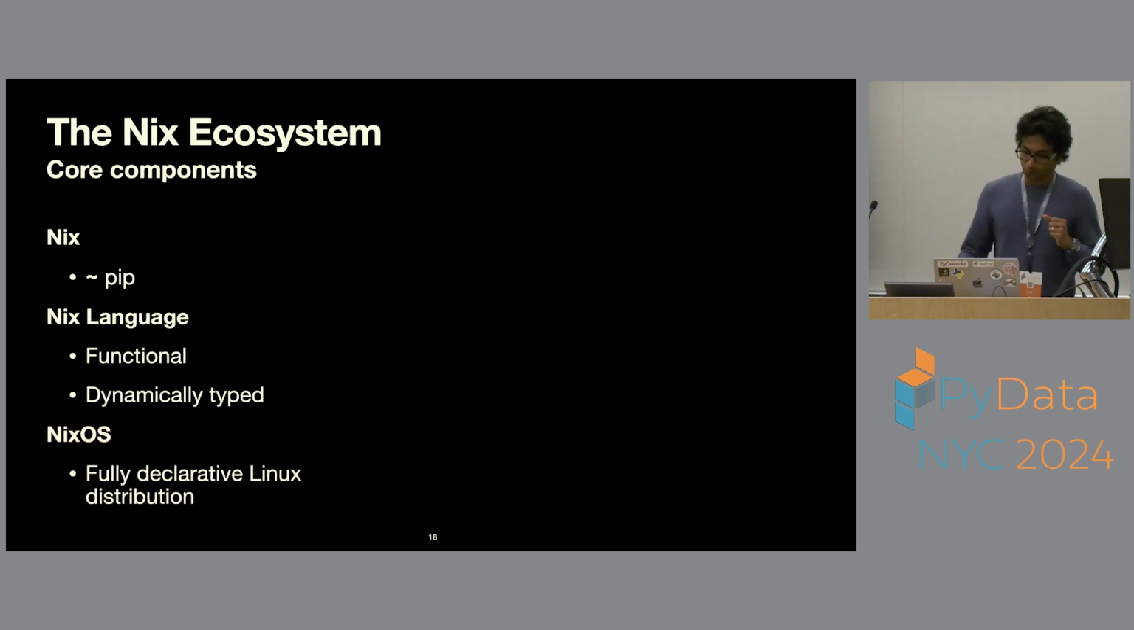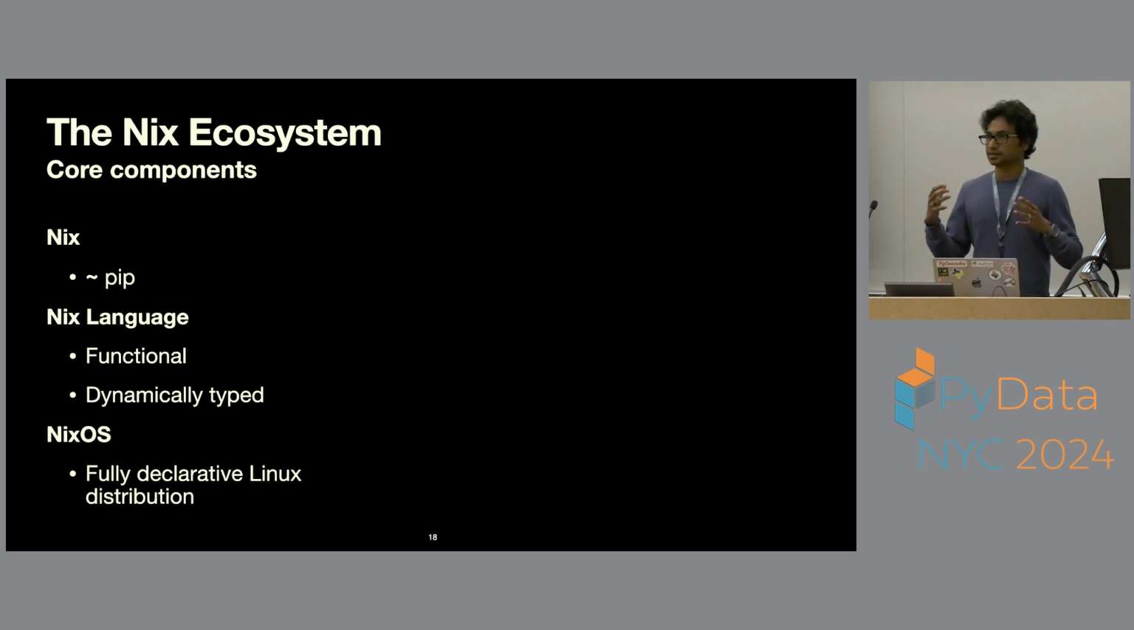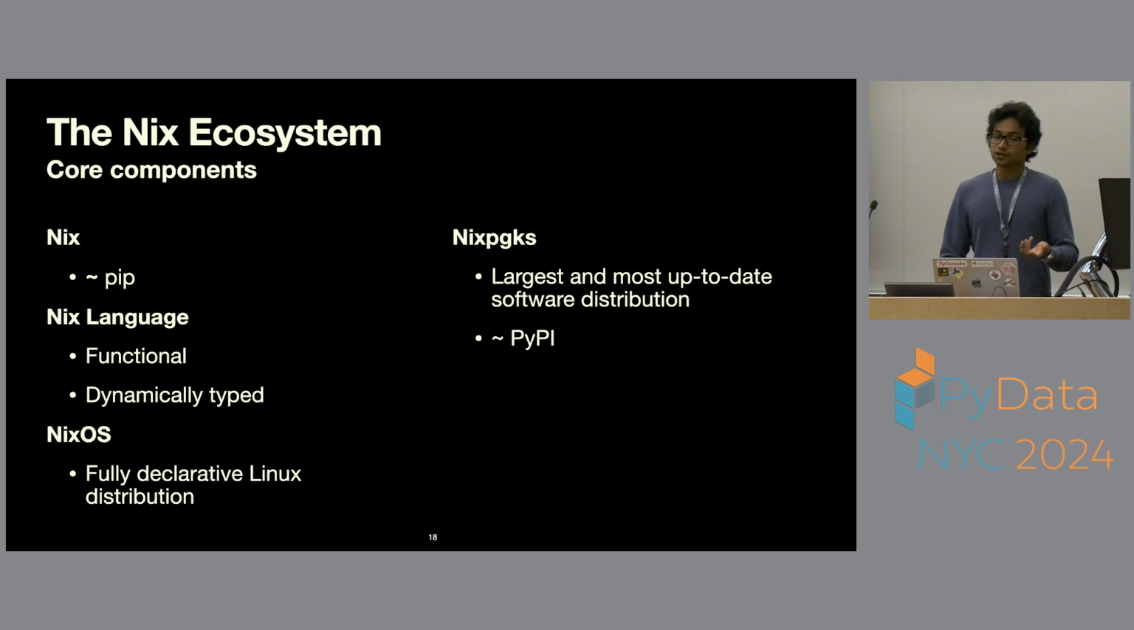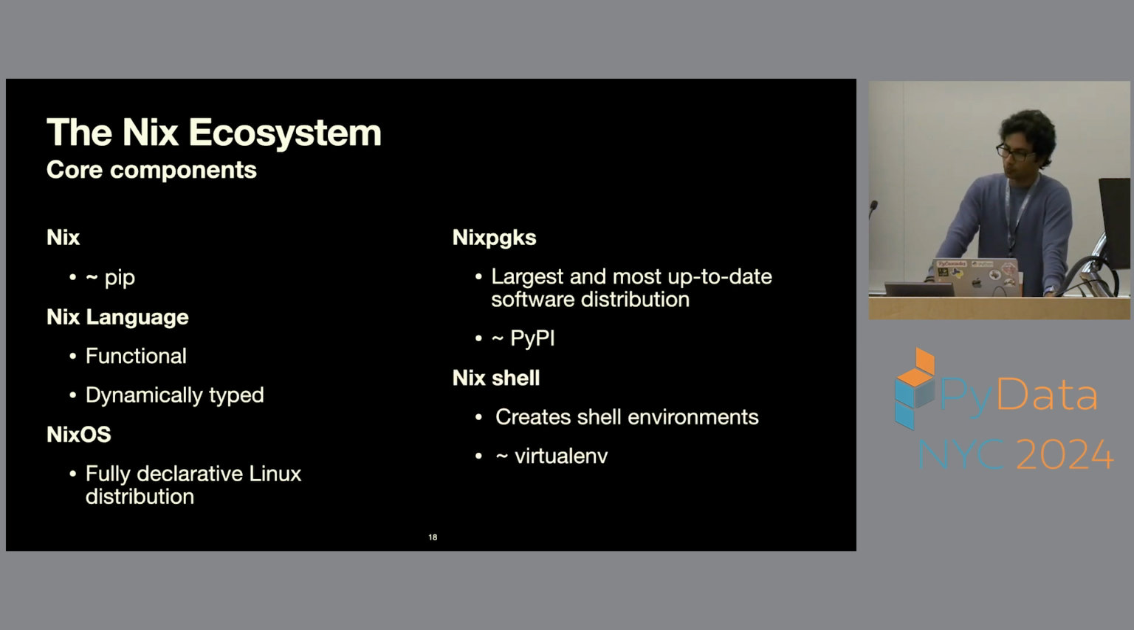And then you have NixOS, which is the declarative environment: everything that you want to declare, and then transform it into a full distributed Linux distribution. Then you have Nixpkgs, which they claim to be the largest and most up-to-date software distribution available. I think of it as analogous to PyPI, but for all the packages there. And then you have nix-shell, where you can just type nix shell and it will create that shell environment for you to play around with and work through. I like to think of it as similar to the virtual environment in the Python world.